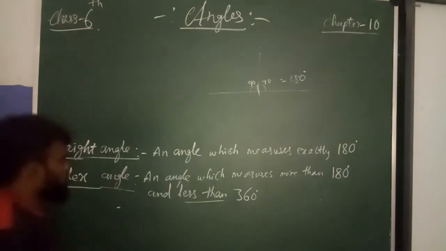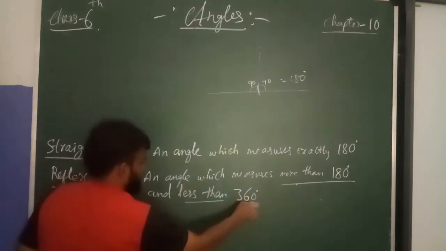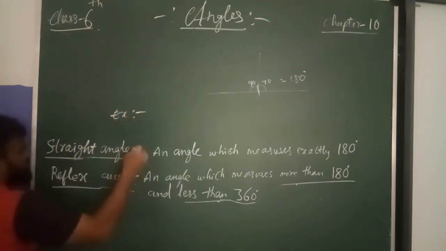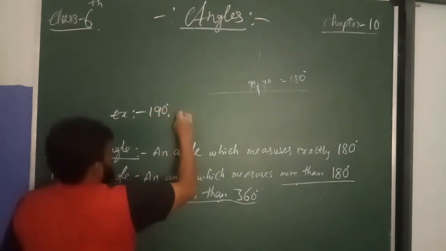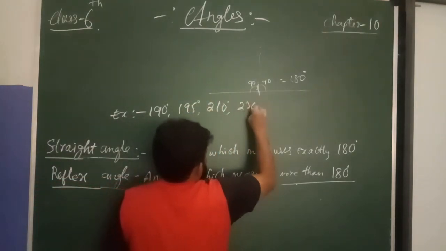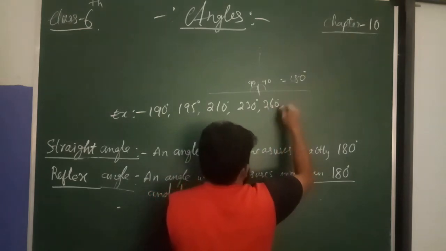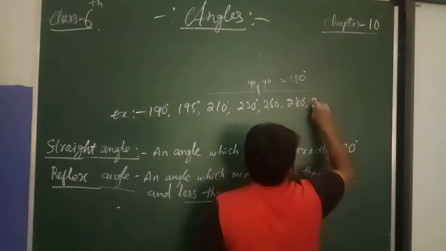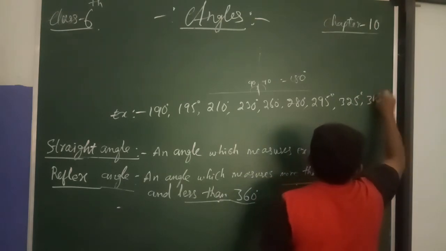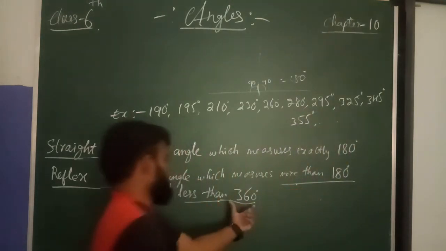Next, reflex angle. What does a reflex angle mean? An angle which measures more than 180 degree and less than 360 degree. Examples, see, 190 degree, 195 degree, 210 degree, 230 degree, this type of angles. How that angle will come, I will tell you. 260 degree, 280 degree, 295 degree, no problem, we can take. 325 degree, 345 degree, 355 degree. This type of angles we are taking, less than 360 degree we can take.